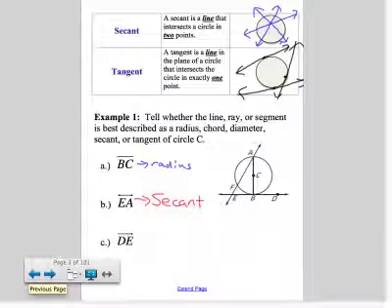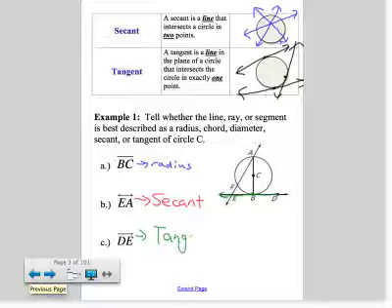Ray DE. Let's go ahead and erase this so that we can kind of clarify what we're looking at here. So ray DE, here's D, here's E, and I'm looking at this ray. Well, it looks to me like it touches the circle at point B, and since it only touches the circle at exactly one point, we would call that a tangent, okay, or a tangent line, if you want to be more specific.